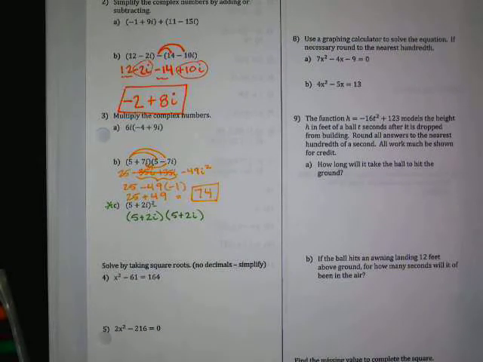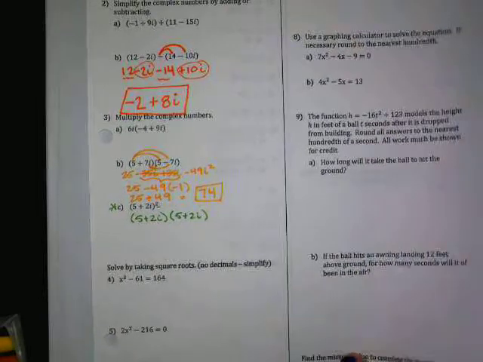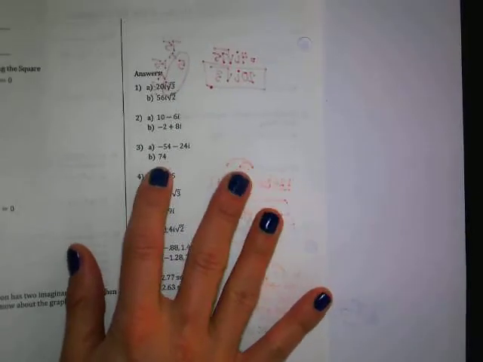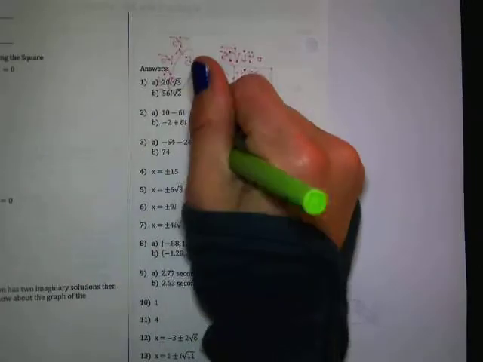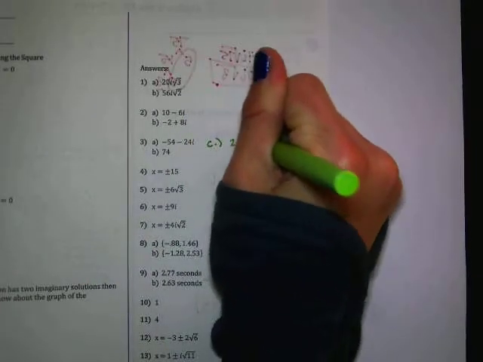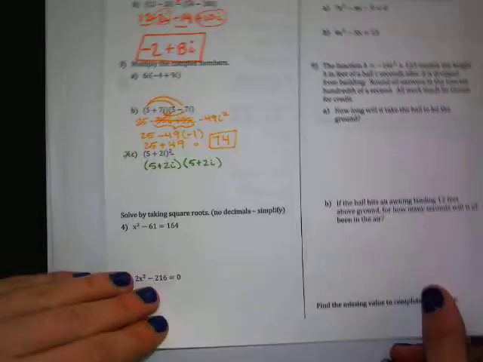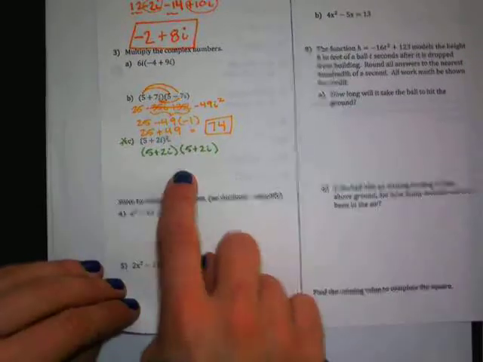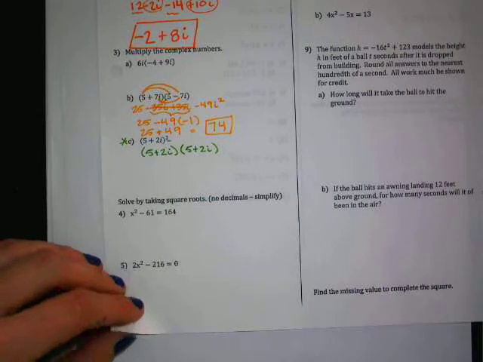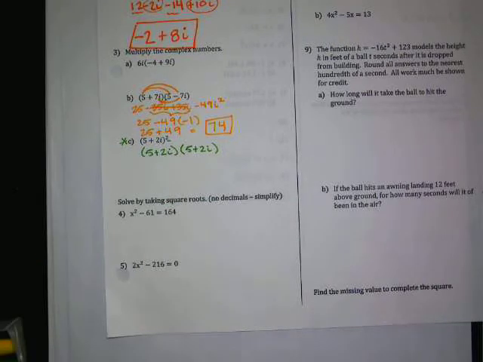Oh, sorry about that. I think I forgot to put the answer on the back for C. I put the answers on the back, but I forgot about C. So if you want to put the answer down, it is 21 plus 20i. I'm not going to work it out. I want y'all to try to do it on your own because you definitely have one of those on your test. So that's how you do it. Then you'll just either do FOIL or box just like I did in B.